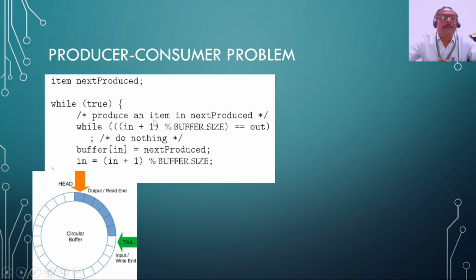So let's check that. This is the writing system, that is the producer, and this keeps on doing forever. We take the tail plus 1, modulo the buffer size. So if we are here, plus 1 means this one. If that is equal to the head, the out, then it means that we don't have any free space to write. So just keep waiting as long as in plus 1 mod buffer size is equal to out.